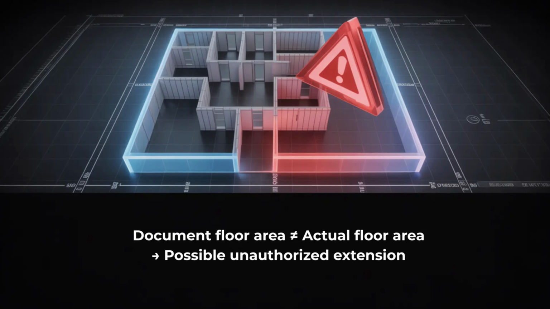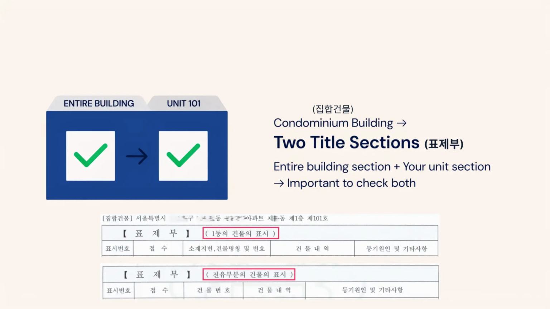The third thing to check is the floor area. If the area on the document does not match the actual size of the property, the owner may have extended the building without permission. The fourth thing to check is the type of real estate.